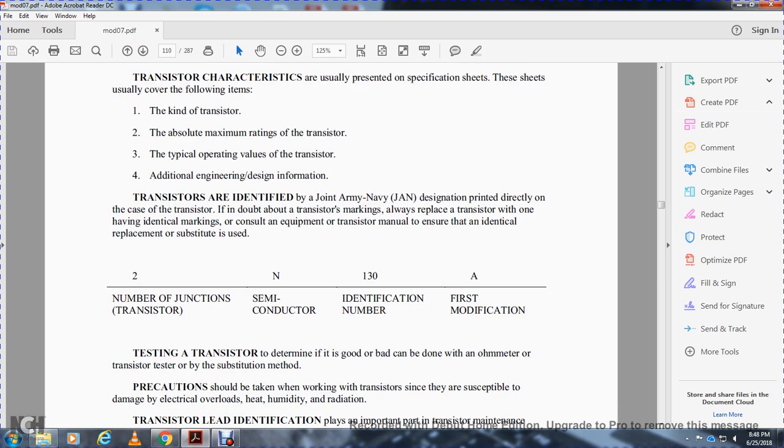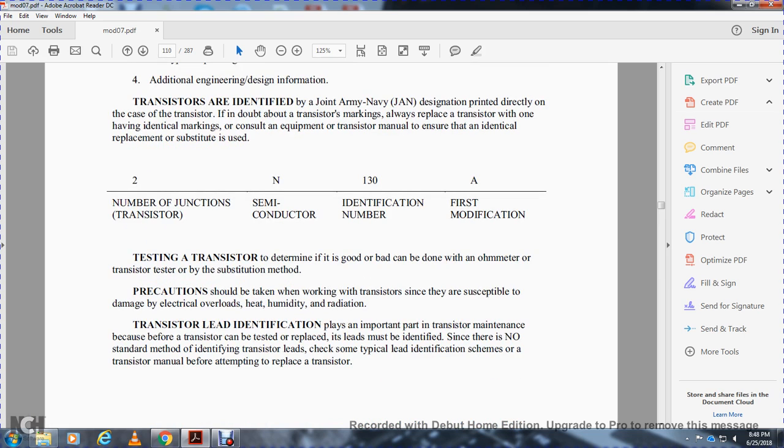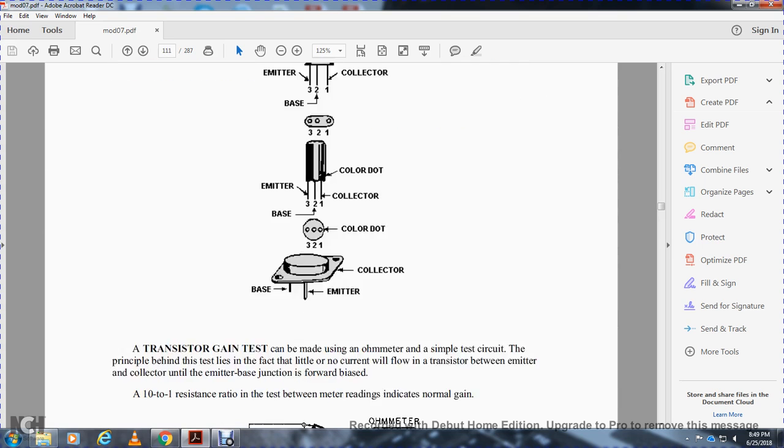The designation gives the number of junctions of the transistor, the semiconductor identification number, and the first modification. Testing a transistor to determine if it is good or bad is done with a transistor tester or by a substitution method. Precautions should be taken when working with transistors since they are susceptible to damage by electrical overloads, heat, humidity, and radiation. Transistor lead identification is an important part of transistor maintenance because the transistor can be tested and replaced only if the leads are identified. Since there is no standard method of identifying transistor leads, check some of the typical identification schemes or a transistor manual before attempting to replace the transistor.